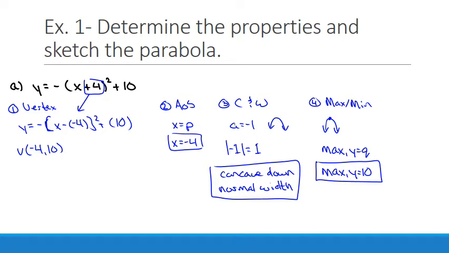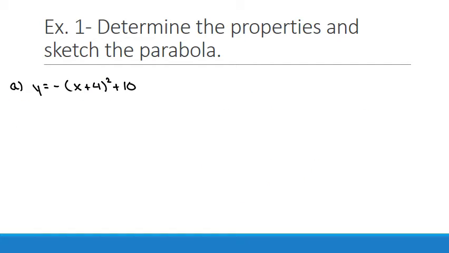So for your axis of symmetry, remember that x equals p. For your max or min, remember y equals q. The fifth property I want to look at is the x-intercept. So I'll go to the next slide for that.